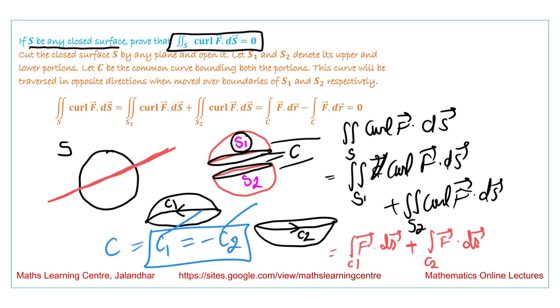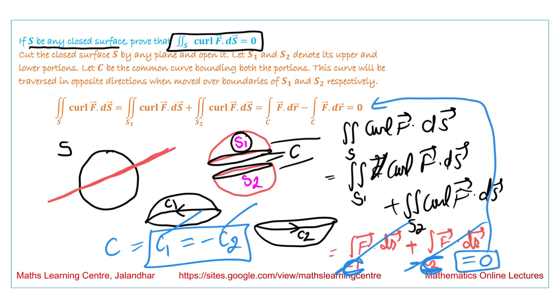Suppose we say this is equal to C, so this is over the curve C with a minus sign, and this is over the curve C. Both these values get cancelled and the answer we obtain is equal to 0. So the value of this integral, the double integral of curl of f vector dot dS vector, is equal to 0.